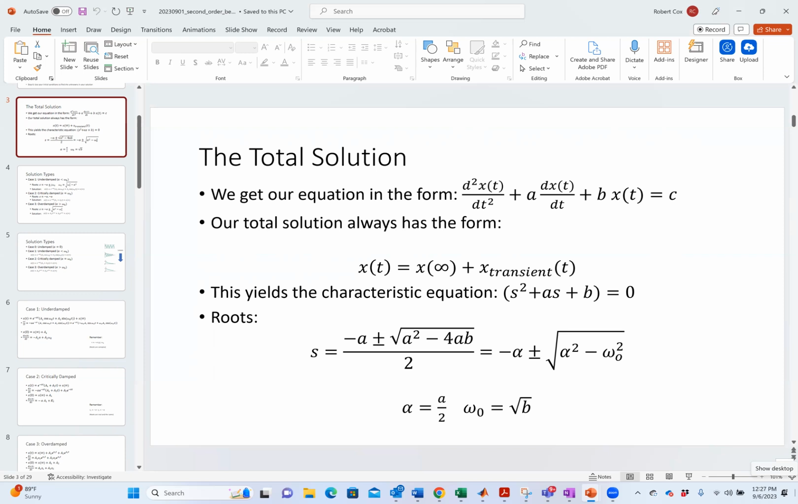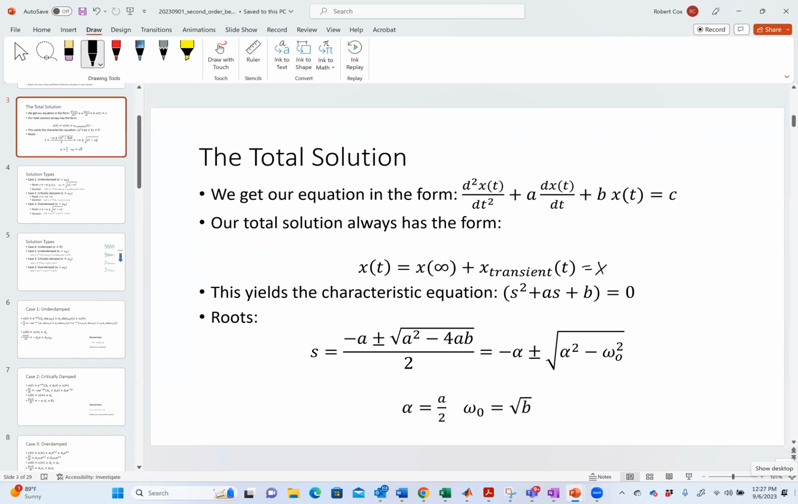So what we said is the solution to this in general, the transient solution, or really the total solution, is always equal to whatever the steady state value is, plus A1 e to the S1t plus A2 e to the S2t, like that. All right, now the question is, what are S1 and S2? S1 and S2 could be real or they could be complex.